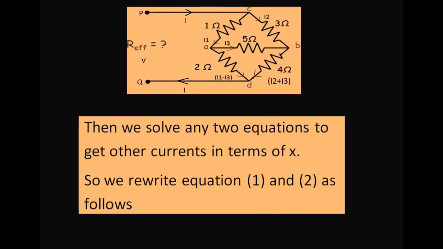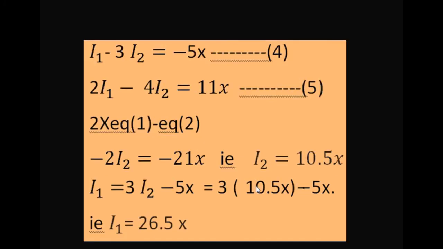That's the plan. Let's do that. Then we solve any 2 equations to get the other currents in terms of X. So we rewrite equations 1 and 2 as follows. In equations 1 and 2, we will replace I3 with X. So this is the first equation.